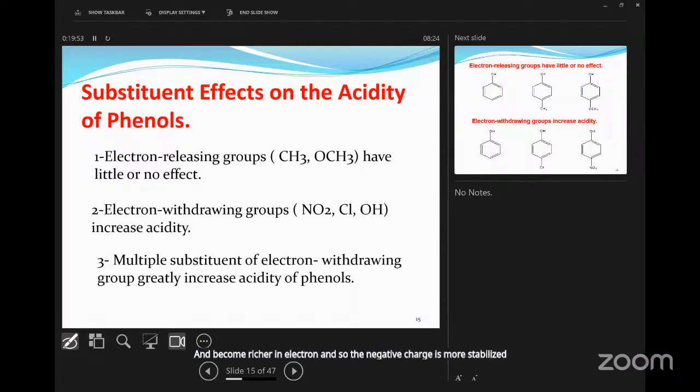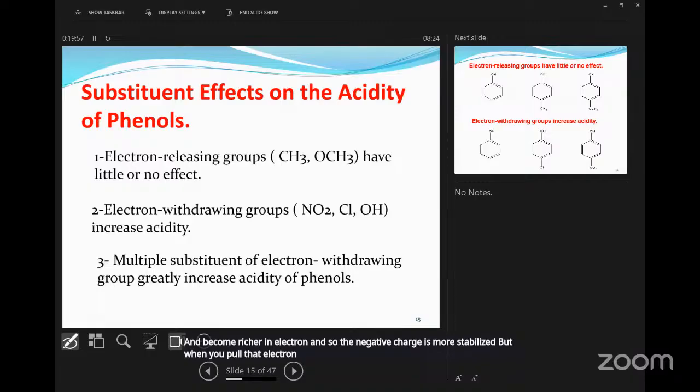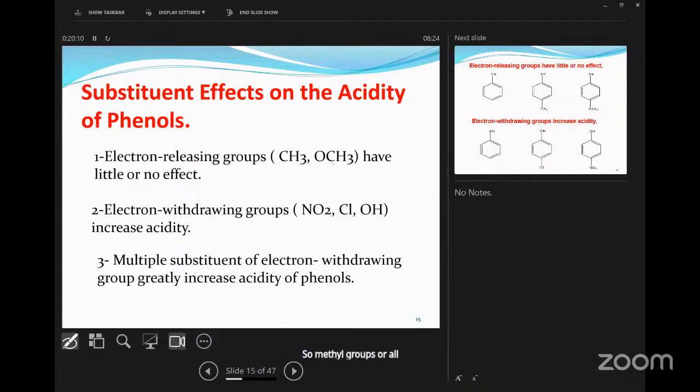But when you have an electron withdrawing group or substituent on it, it tends to pull electrons away. We call the electron releasing group an activator. So methyl groups or all alkyl groups or ethers, they activate the benzene ring because they push electrons into the benzene ring. Whereas electron withdrawing groups like NO2, Cl, OH, they withdraw from the benzene ring, so they deactivate it.